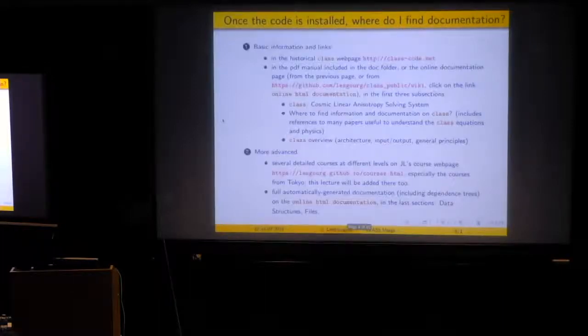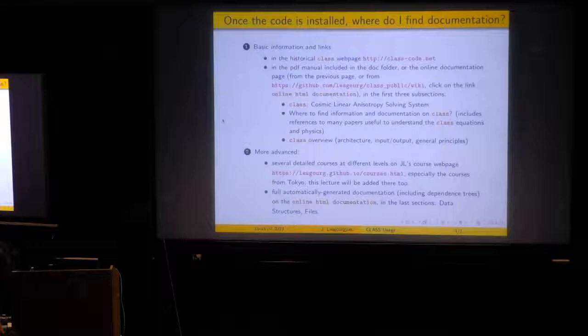And yeah, here are some important links. First, if you go to the old CLASS web page, which is always maintained, classcode.net, you will find lots of comments, for instance, on the different versions of the code. And you will find a summary of all the interesting links. In particular, you will find a link to the automatic documentation.